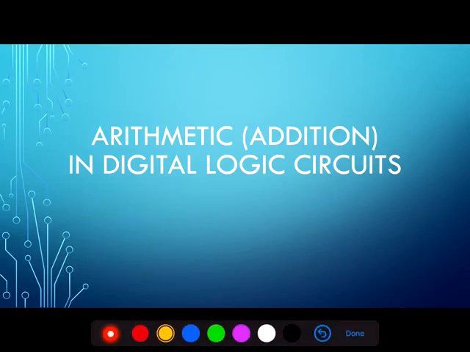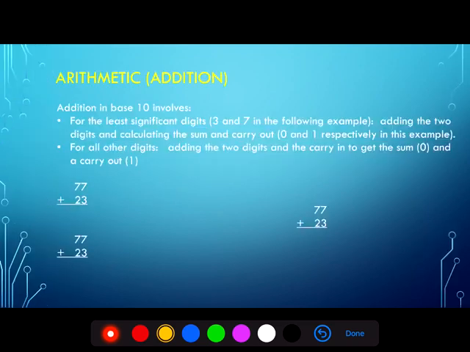Welcome to our session on arithmetic, specifically addition in digital logic circuits. Today we'll be looking at how to express addition and implement it using the logic gates we've discussed in previous sections. As a review, addition in base 10 is relatively straightforward and is similar to the way addition in binary, or base 2, is conducted.